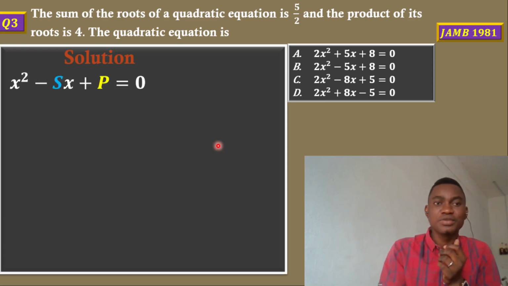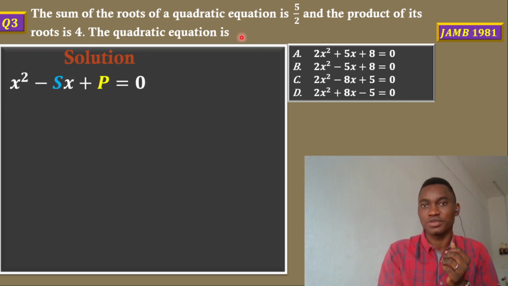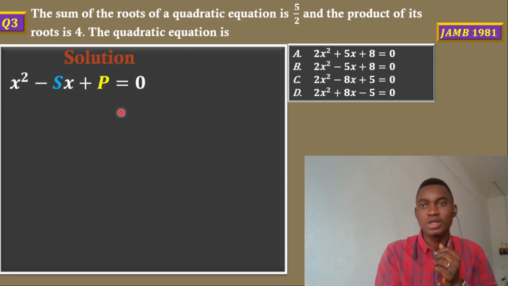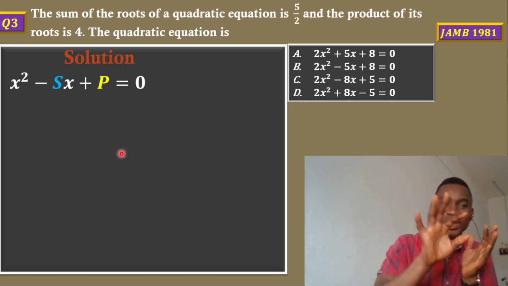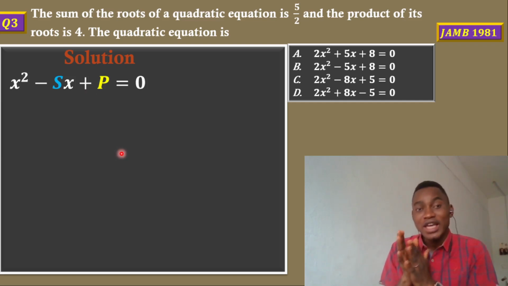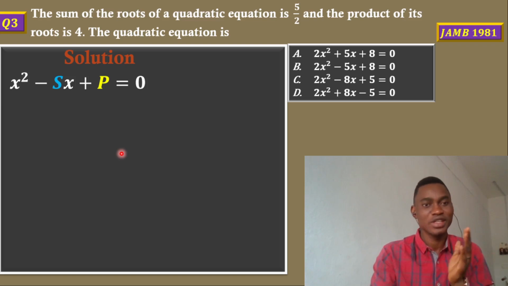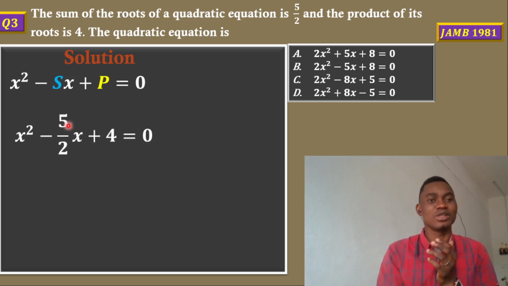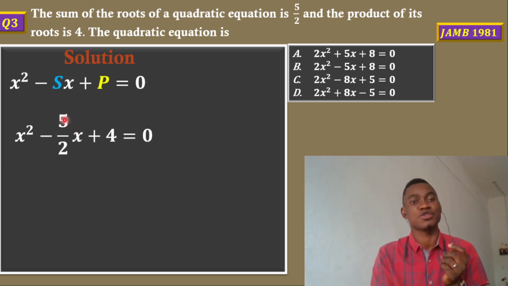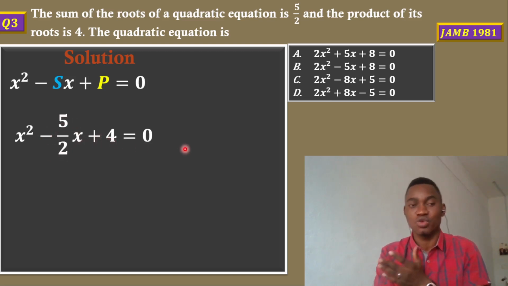Already we are given that S is 5 over 2 and P is 4. So what we have to do here is just to substitute for S and P respectively in this fantastic formula. Then we are going to have x squared minus 5 over 2 x plus 4 equal to 0.